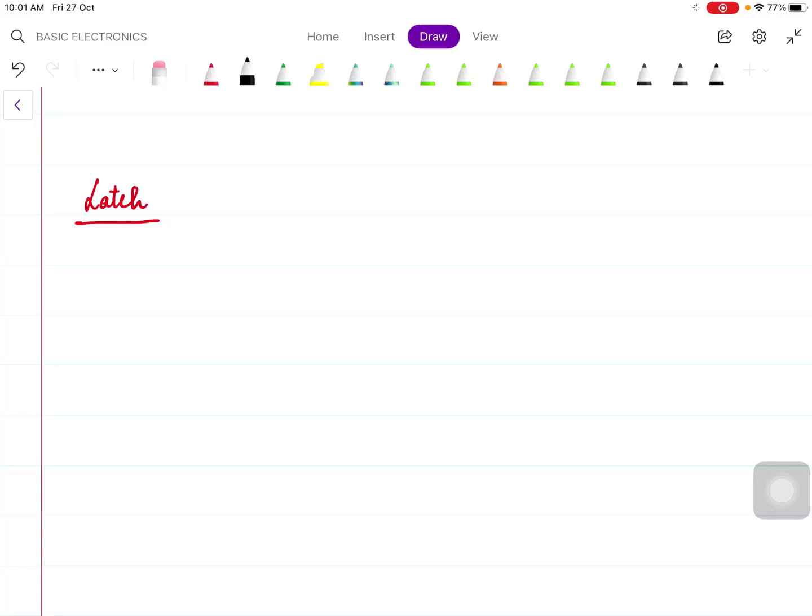Here the flip-flops did not come directly. Flip-flops evolved from a basic circuit called a latch. When we made some modifications to the latch, the flip-flops were defined. So before flip-flops, we need to understand what a latch is.